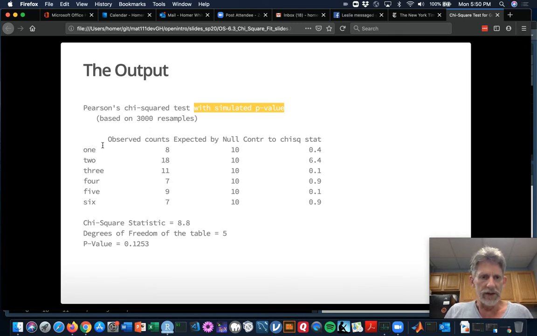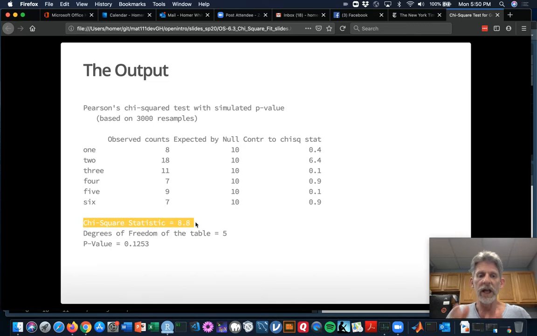Now, the table that comes after gives the observed counts, what we saw the gambler's die actually do, the table of expected counts, and the contributions that come to the chi-square statistic when you do those computations. Remember the 8 minus the 10 squared divided by the 10, and so on. The chi-square statistic itself, that's our test statistic, it's 8.8.